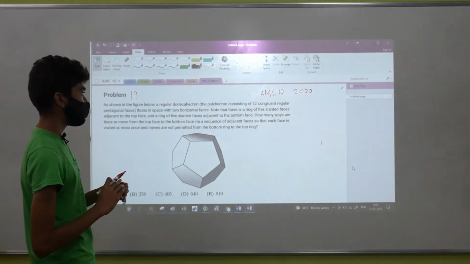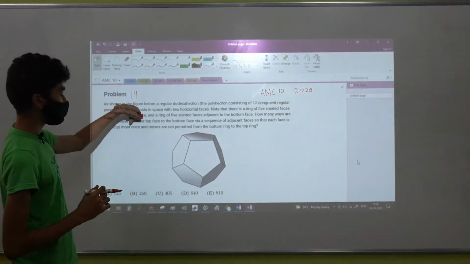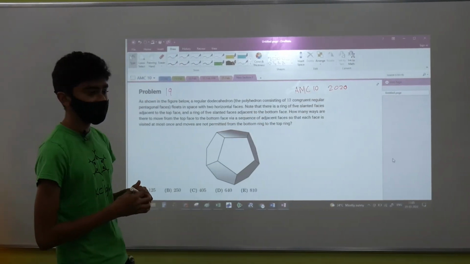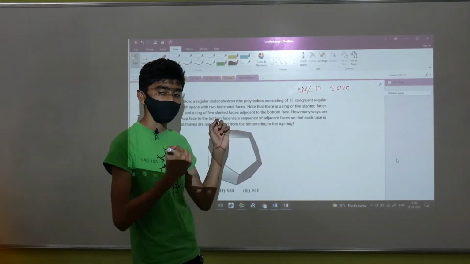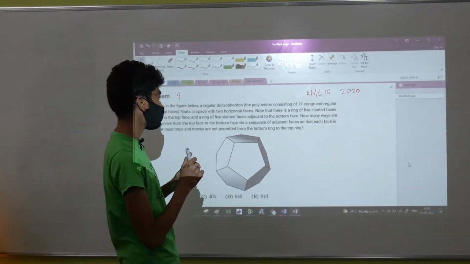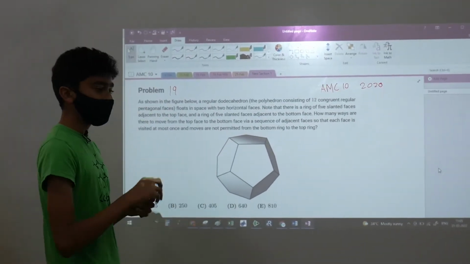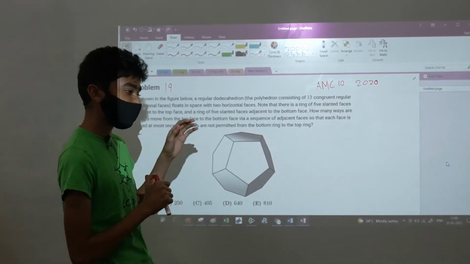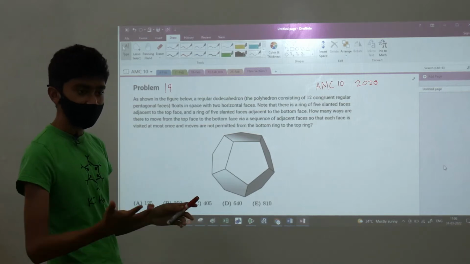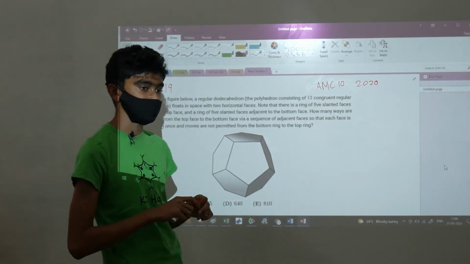Right, so this problem is problem 19 of the AMC 10 2020. The AMC 10 is just the exam for anybody from 10th grade or lower. Anybody from that range can take the exam. And in the AMC, there are 25 questions. The difficulty increases as the question number increases. So problem 19 is probably one of the harder questions you will come across during the exam.